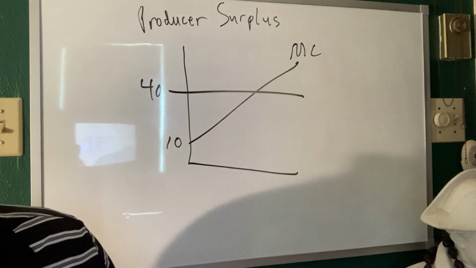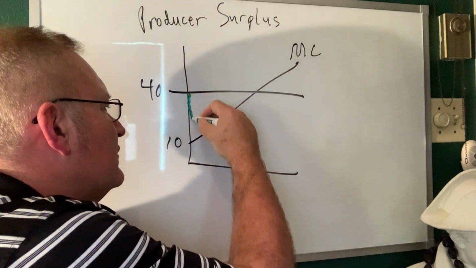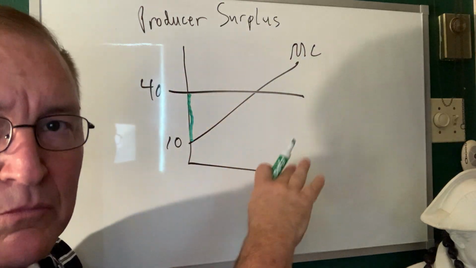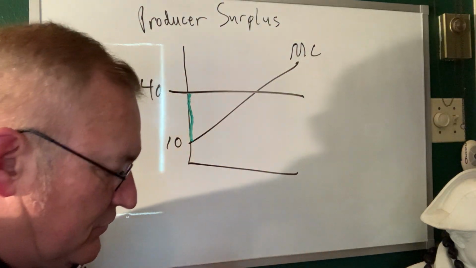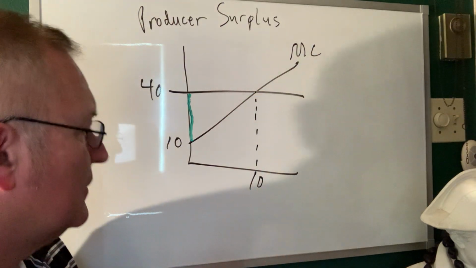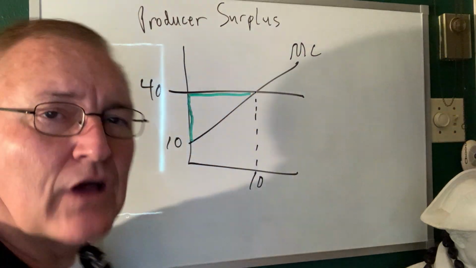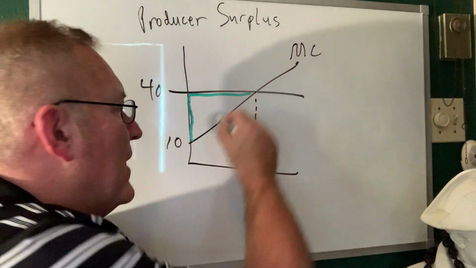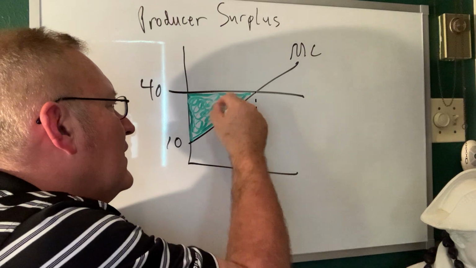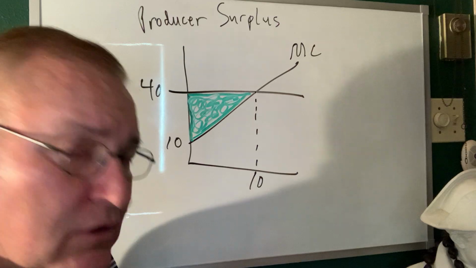And just like you did before, if that's your definition, the difference between what the seller receives and the minimum they're willing to accept, then again this intersection is going to define some quantity. So you can take this out to that quantity, and since we're talking about producers or sellers, it's going to be bound by the marginal cost curve. You're simply calculating the area of that triangle for total producer surplus.